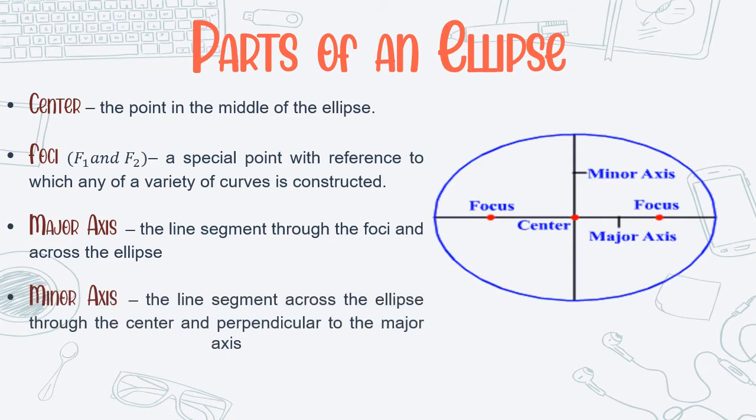On the other hand, we have the minor axis, which is the line segment across the ellipse through the center and perpendicular to the major axis. As you can see, it is the smaller or the shorter axis or segment in our ellipse.